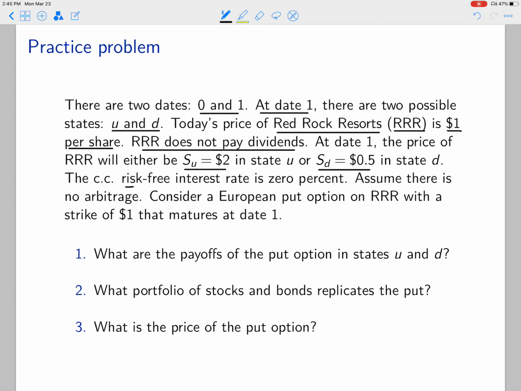The continuously compounded risk-free interest rate is 0%. Assume there is no arbitrage. So we're going to think about a European put option on Red Rock Resorts with a strike price of $1 that matures in 1 year. We want to answer 3 questions about this put option. First, what are its payoffs in the up and the down state? Second, what is the replicating portfolio for this put option? And third, what is the put option's no arbitrage price?